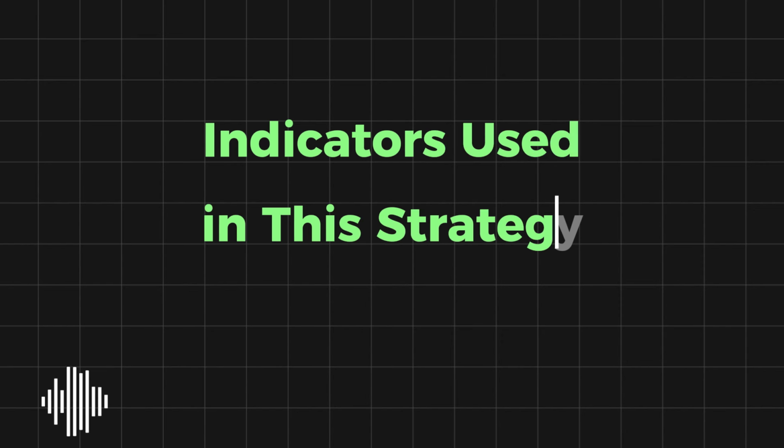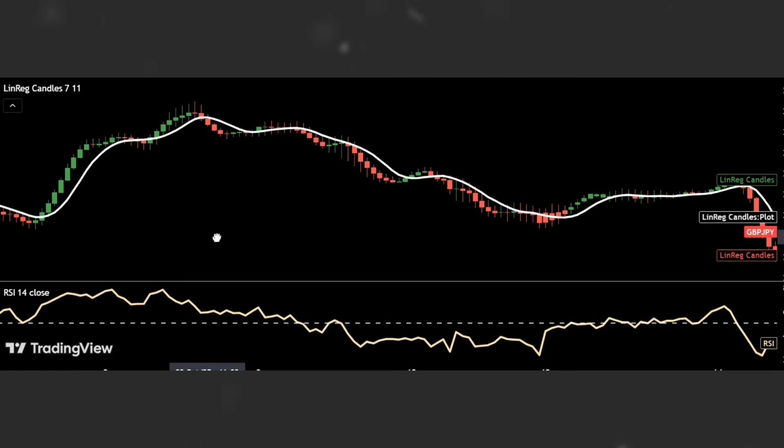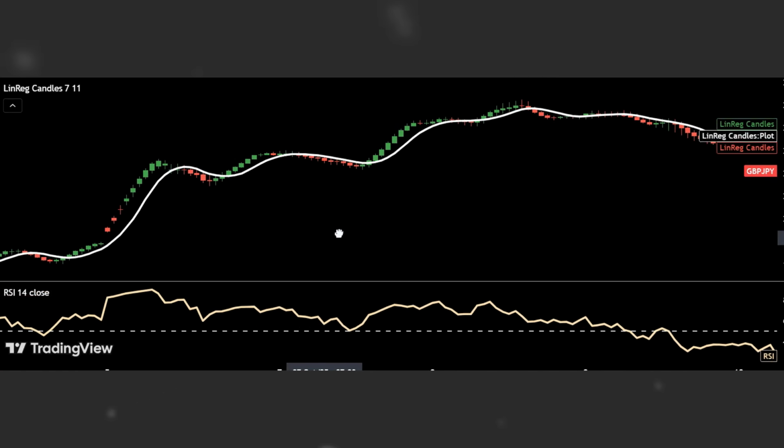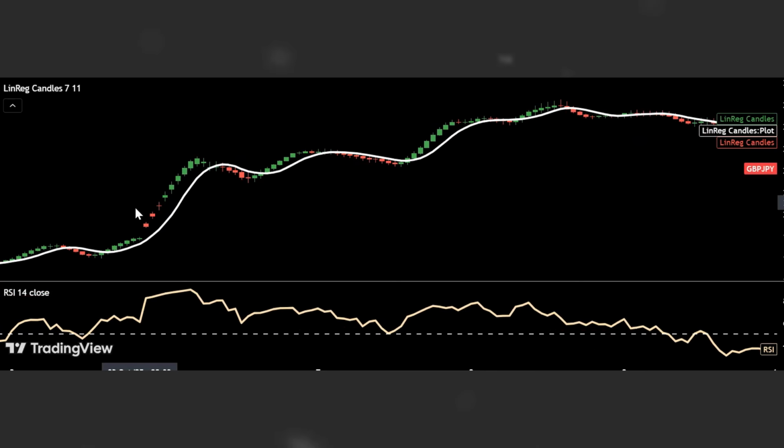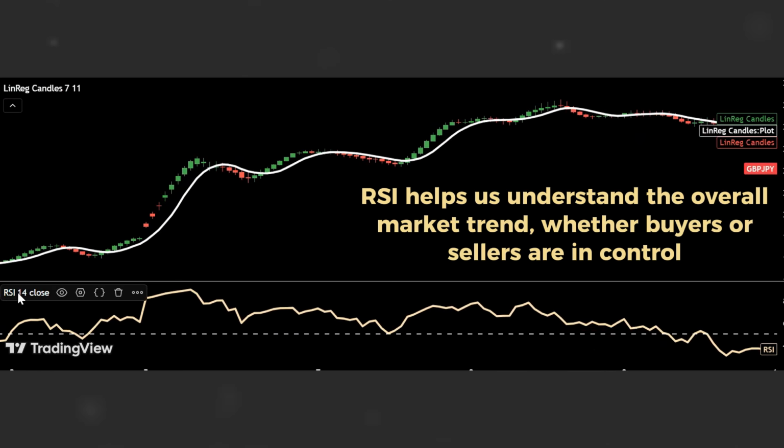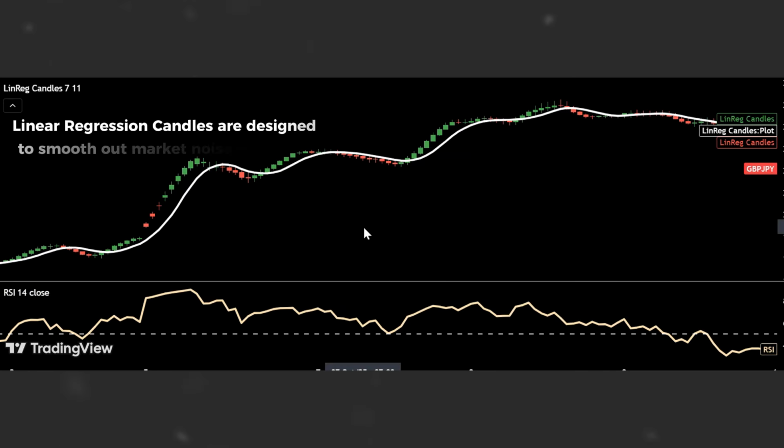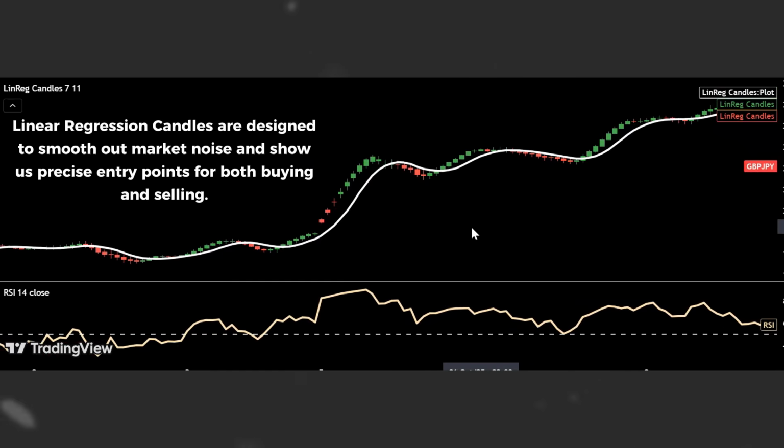Indicators used in this strategy. In this strategy, we rely on two powerful and free indicators, RSI and Linear Regression Candles. RSI, or Relative Strength Index, helps us understand the overall market trend, whether buyers or sellers are in control. This gives us a clear idea of whether to focus on buy or sell setups. Linear regression candles, on the other hand, are designed to smooth out market noise and show us precise entry points for both buying and selling.